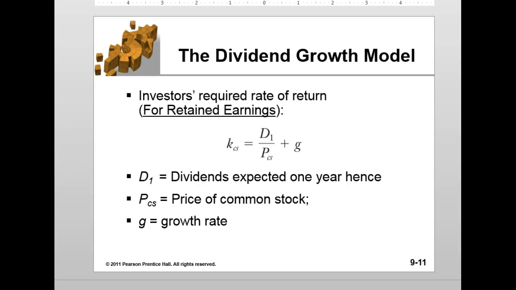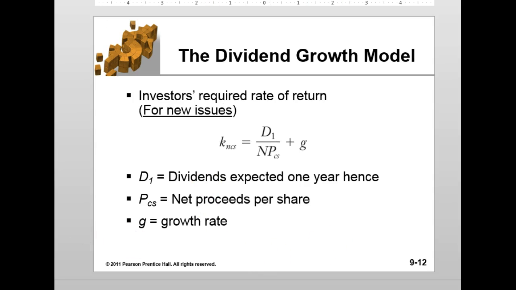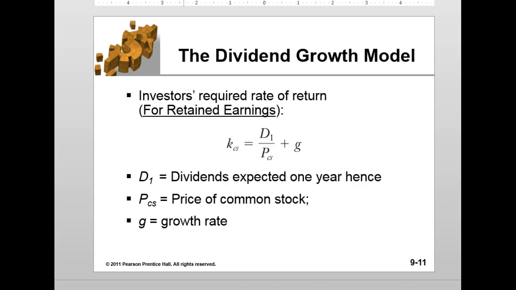Here is the growth method. And that says, okay, you take dividends expected for 1 year, hence we're going to take the price of the common stock, right? And then we're going to add the growth to it. So you end up with an example like this. This is, hold on, I'm way ahead of myself. This is the retained earnings, okay?